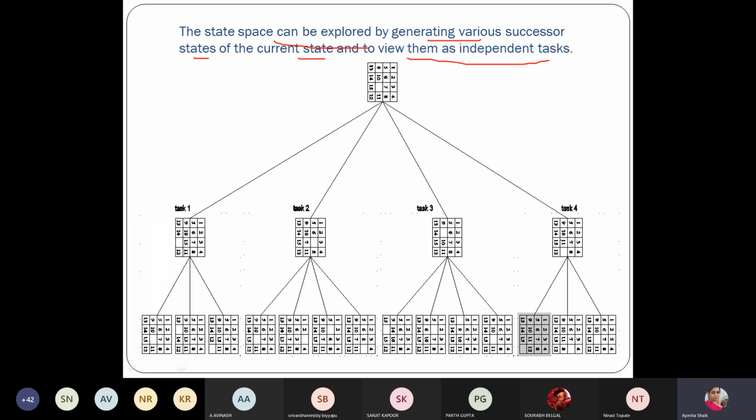And for task 4, we can see here there is a blank space, and these are the 3 possible next steps that we can achieve. Here, this is the only final solution that is required. For that purpose, we need to explore reasonably all the successor states, and here we are able to achieve the final state.